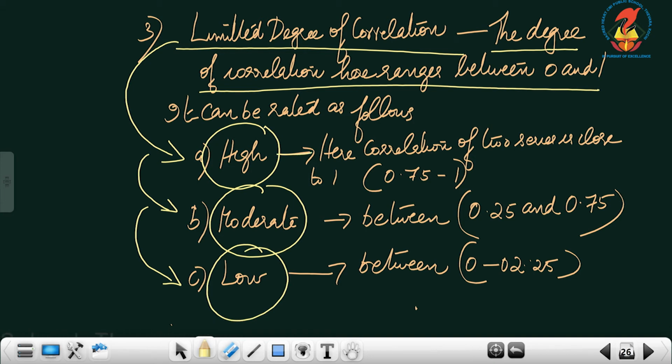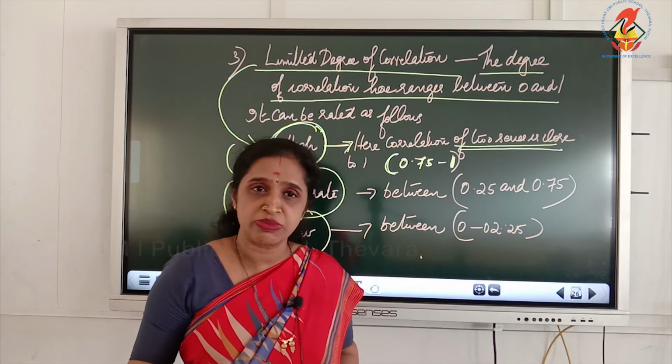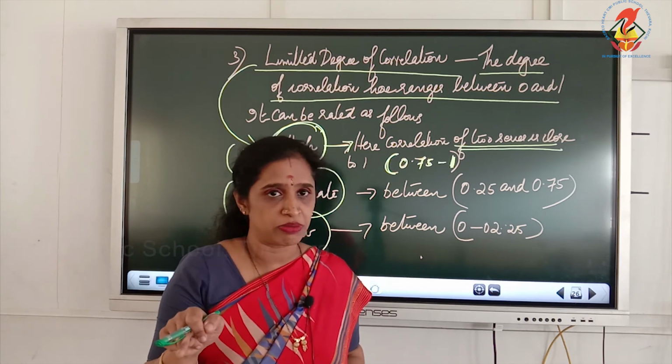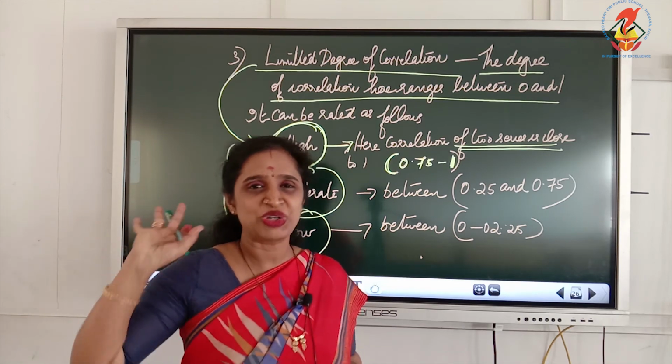Now, let us first see high degree of correlation. In high degree of correlation, the correlation of two variables lies between 0.75 and 1. It will be close to 1 because it is high degree of correlation. Close to 1 means it lies between 0.75 and 1. So, if you are getting the answer as high degree of correlation, what should be your assessment? The relationship between those two variables lies near to 1, that means somewhere between 0.75 and 1. That should be your assessment.